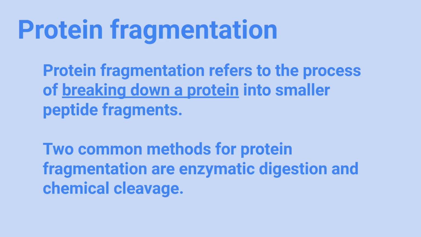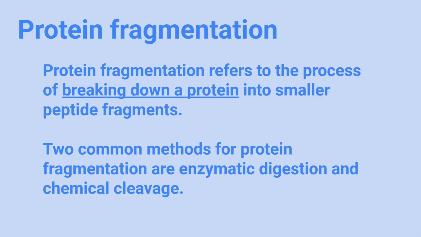Now, let's focus on protein fragmentation. Protein fragmentation refers to the process of breaking down a protein into smaller peptide fragments. This fragmentation is often done in order to analyze proteins or polypeptides. Two common methods for protein fragmentation are enzymatic digestion and chemical cleavage. Let's see part of the enzymatic digestion.